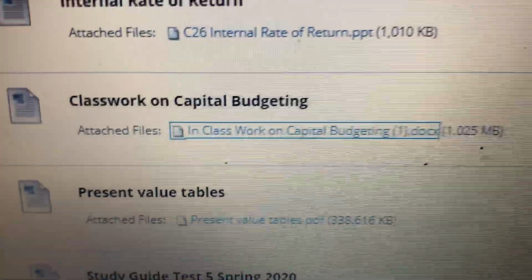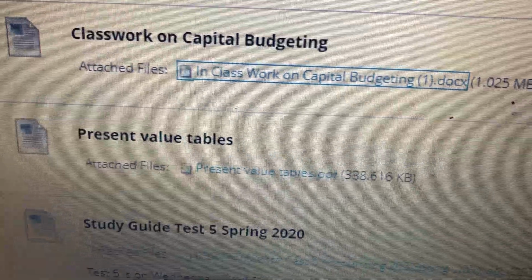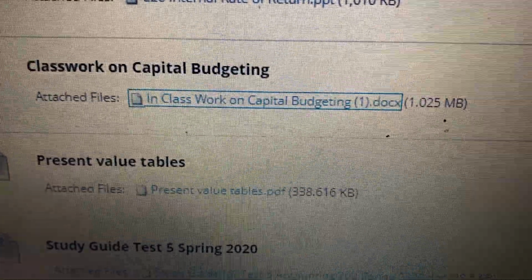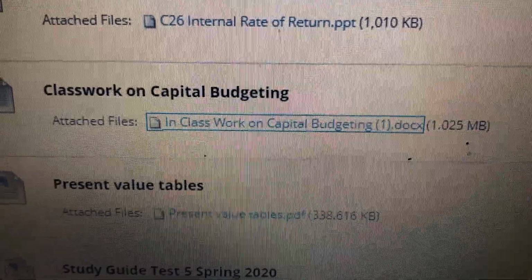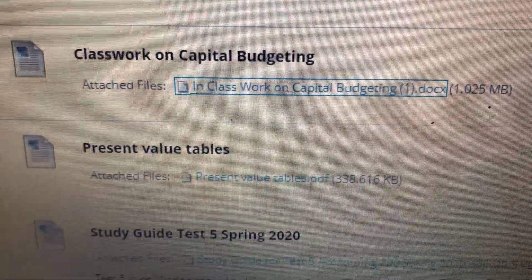Now we need to take a look at this because we're not using the financial calculator. You can do that in finance. It's just easier to use the tables here. So let's take a look at these present value tables and what they are and how we're going to use them.